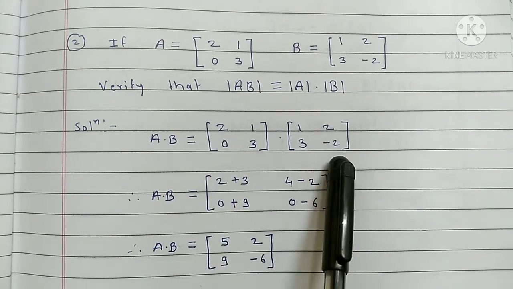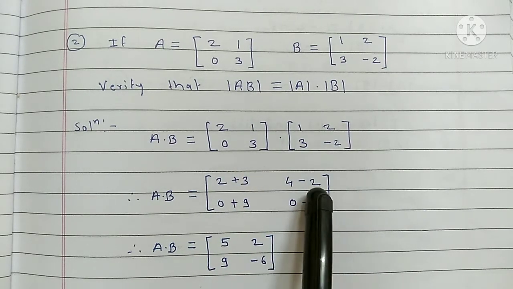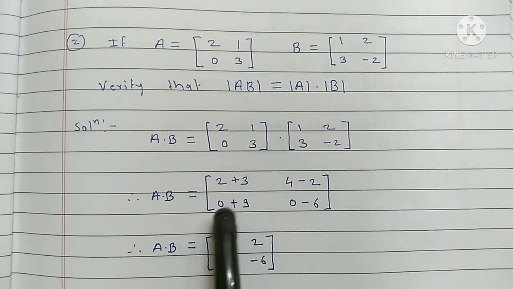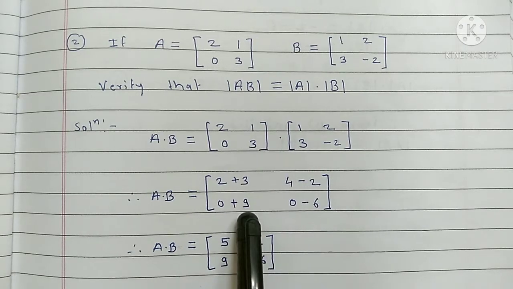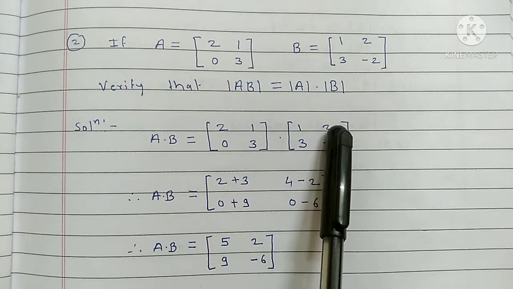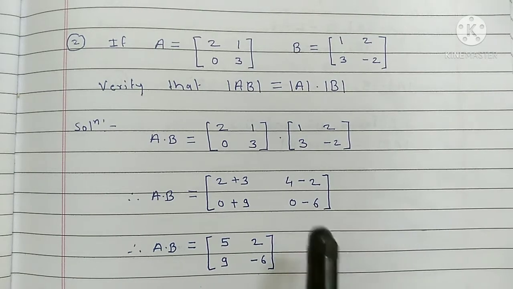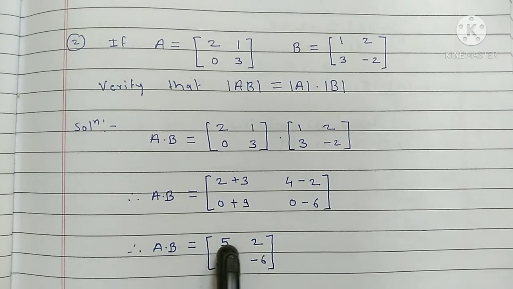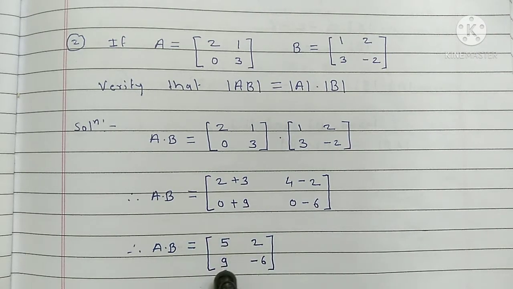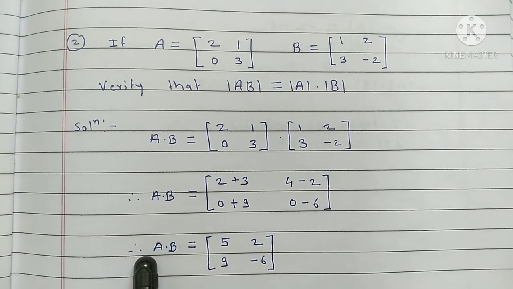Then first row, second column, 2 into 2, 4. 1 into minus 2 is minus 2. Then second row, first column, 0 into 1, 0. 3 into 3, 9. Then second row, second column, 0 into 2, 0. Then 3 into minus 2 is minus 6. So 2 plus 3 is 5. 4 minus 2 is 2. 0 plus 9 is 9. 0 minus 6 is minus 6. So this is our matrix AB.